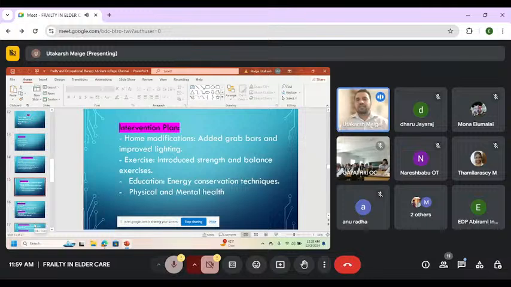Second one is exercises. Introduce some strength and balance exercises. Education on energy conservation techniques, improving their physical and mental health.